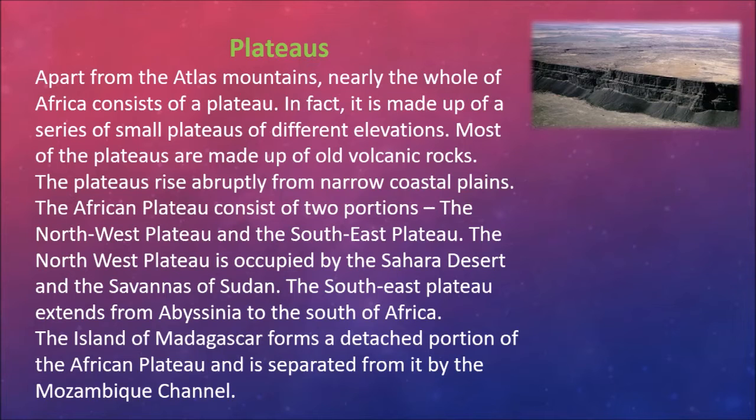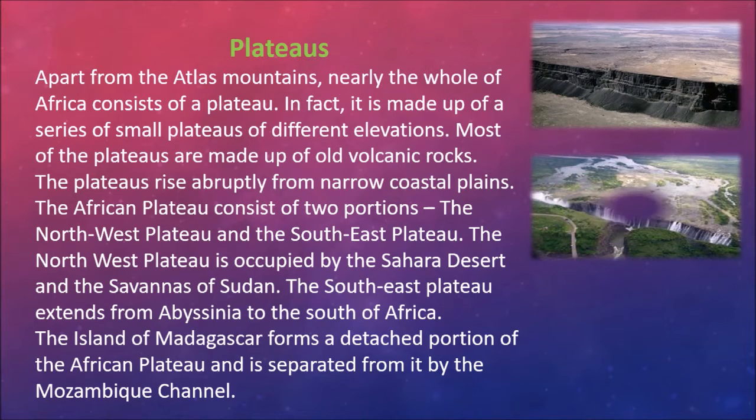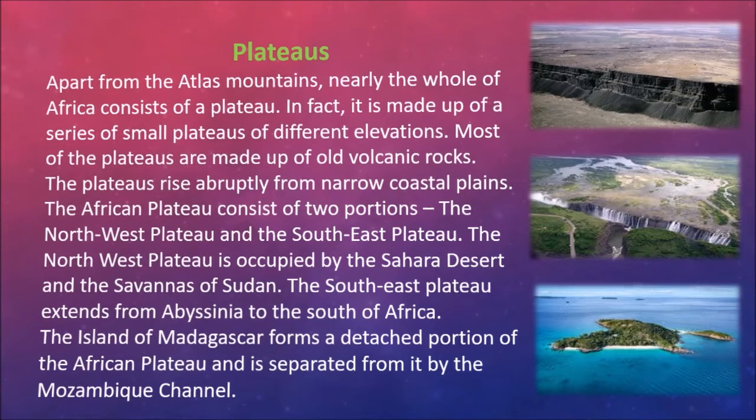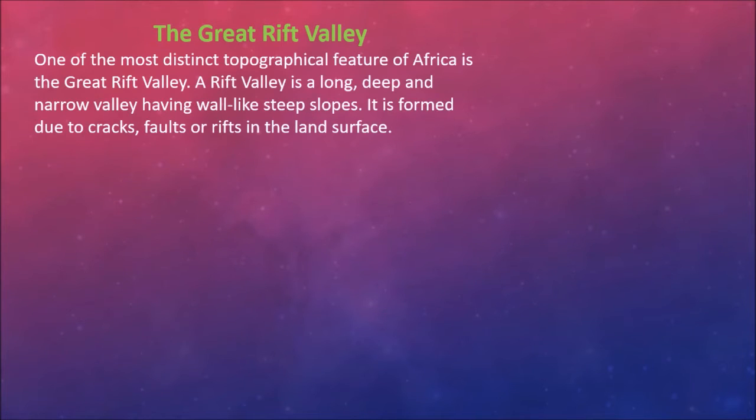The African plateau consists of two portions, the Northwest Plateau and the Southeast Plateau. The Northwest Plateau is occupied by the Sahara Desert and the savannas of Sudan. The Southeast Plateau extends from Abyssinia to the south of Africa. The island of Madagascar forms a detached portion of the African Plateau and is separated from it by the Mozambique Channel.